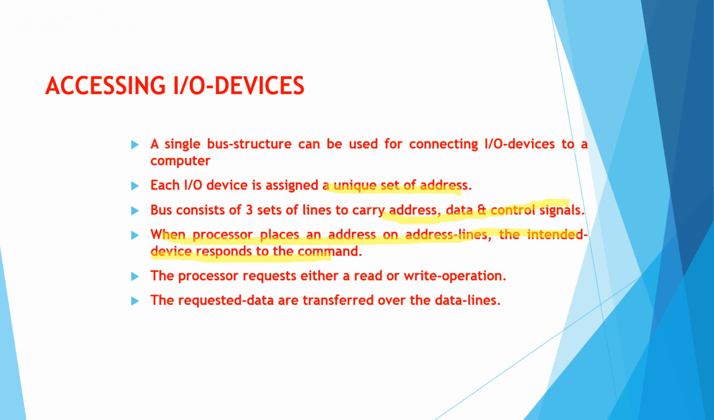The processor requests either a read or write operation. The type of request by the processor may be either read or write. Whatever the type of request, the requested data are transferred over the data lines.